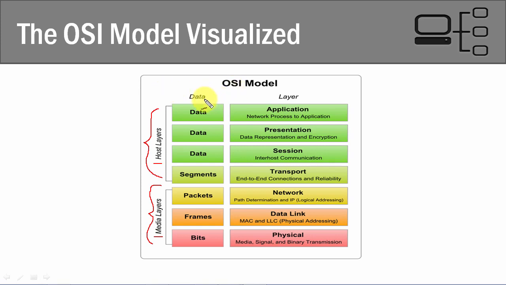So when we're looking at this, what happens is that data starts and it adds on layers of information. At the top, it's nothing but raw data where it interacts with an application. And then once it goes down the layers, this data is segmented and created into what we call segments, packets, frames, and bits.